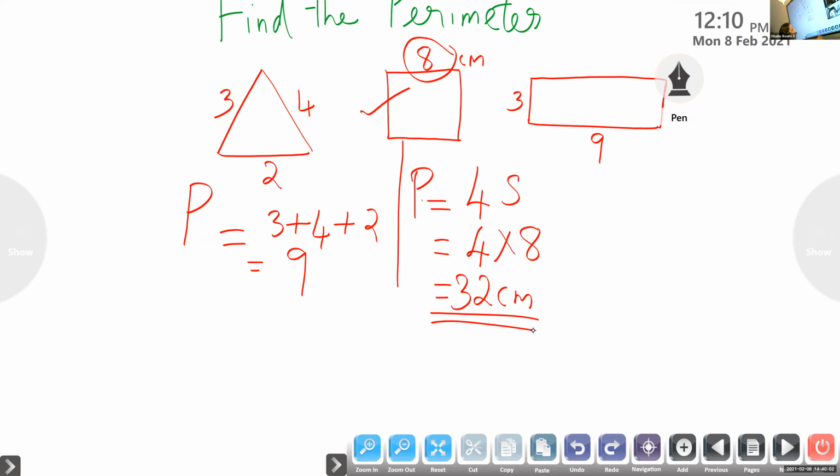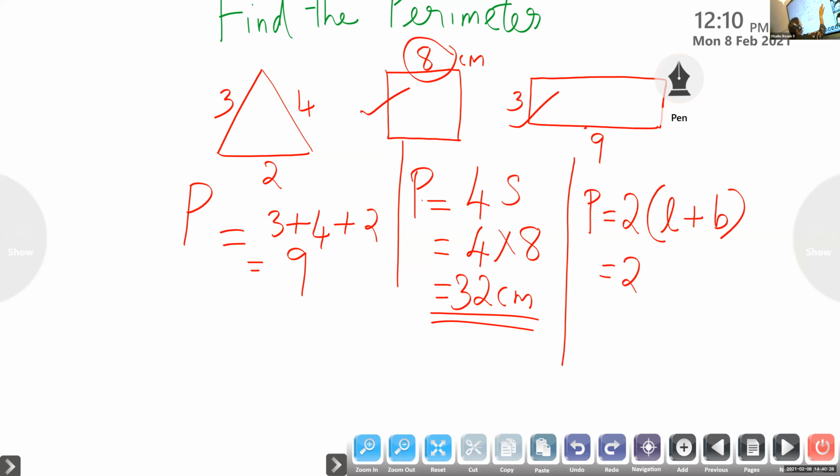Okay, now the next one. What's the perimeter of this rectangle? Tell me the formula. Ma'am, length plus breadth. Length plus breadth only one time? Ma'am, 2 times L plus B.